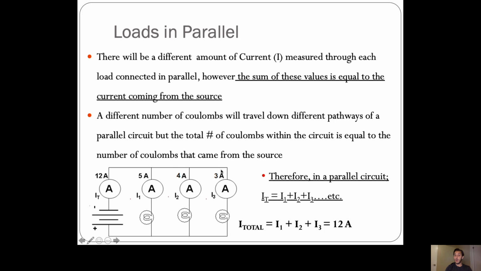If we added a 4th light bulb here in parallel, so we added a 4th branch, each of these branches that already exist would have less current passing through them, because you'd have to have some current passing through that imaginary 4th branch, and they would still have to add up to 12. Why is it 12? Well, we just said it was 12. That's the current coming out of the source.